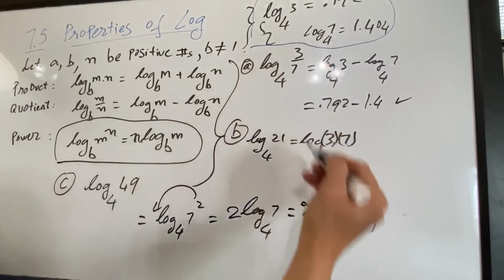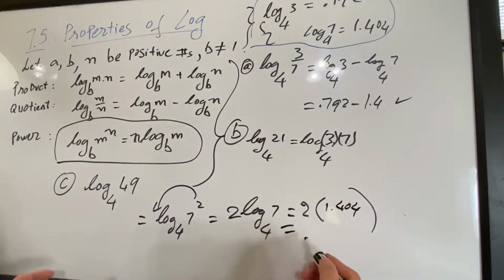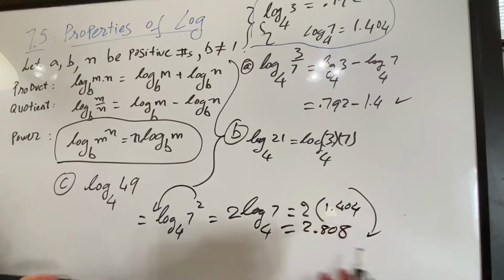What is log 4 of 7? That is 1.404, and you got your victory, which is 2.808. There we go. All right, that makes sense for you right there.